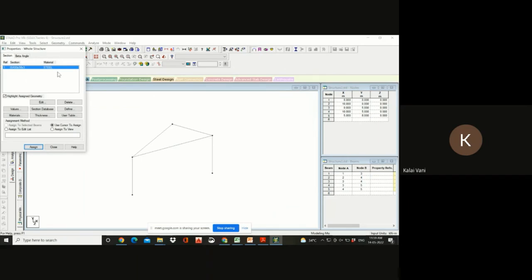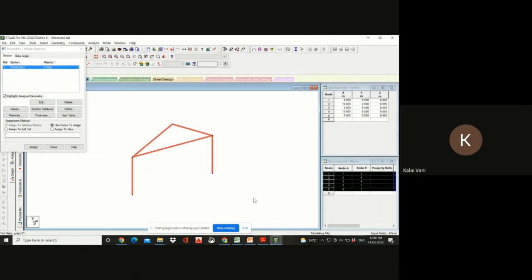Once you add, it will come to your property table. Here you can select all the elements by dragging, and using this tab it will ask assign to selected beams. This command is very useful if you are going for different sections. Since we are going for only one section, select everything and assign to beam. So it will be assigned. It is R1, the reference section 1, showing as R1 everywhere.